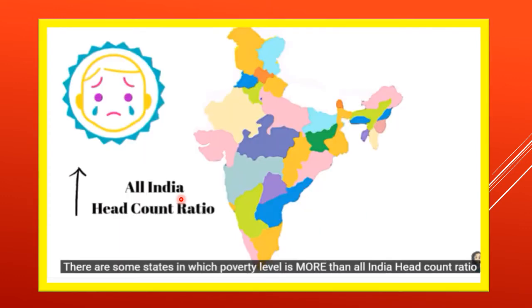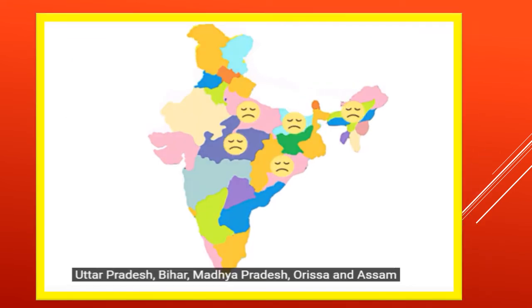There are some states in our country in which the poverty level is more than the all India head count ratio, which was 21.9 in 2011-12. Let us see which are these states. So these states are, you can see here on the map, Uttar Pradesh, Bihar, Madhya Pradesh, Odisha and Assam.